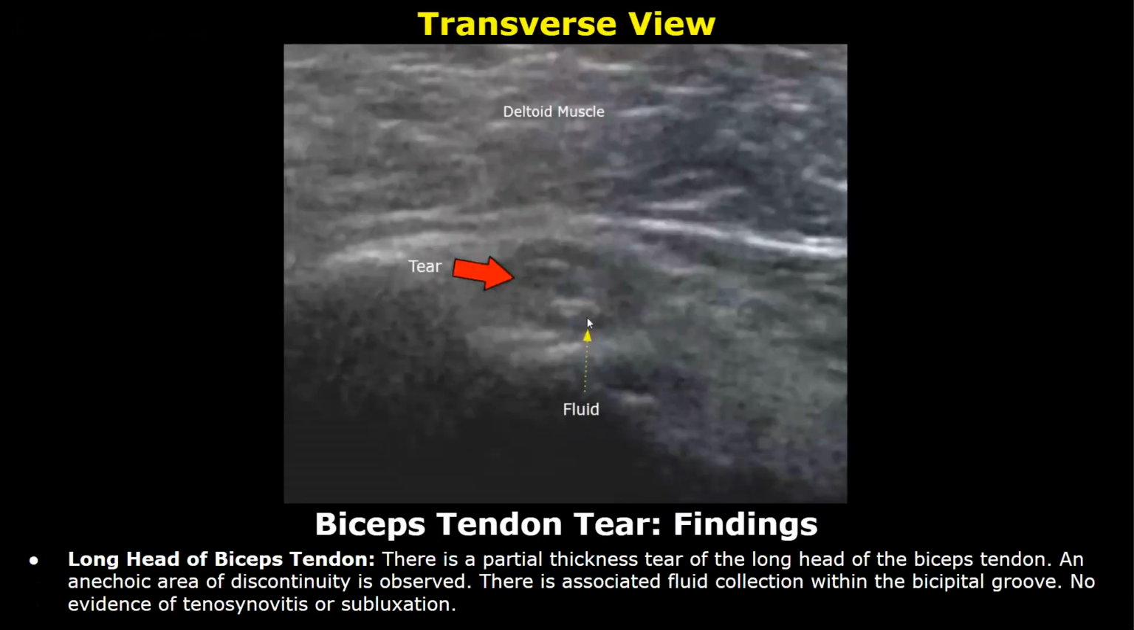This is a report for biceps tendon tear. The long head of biceps tendon. There is a partial thickness tear of the long head of the biceps tendon. An anechoic area of discontinuity is observed. There is associated fluid collection within the bicipital groove. No evidence of tenosynovitis or subluxation.